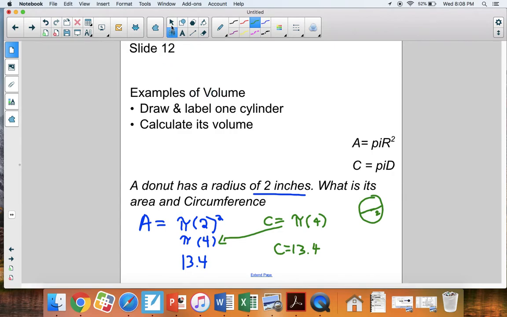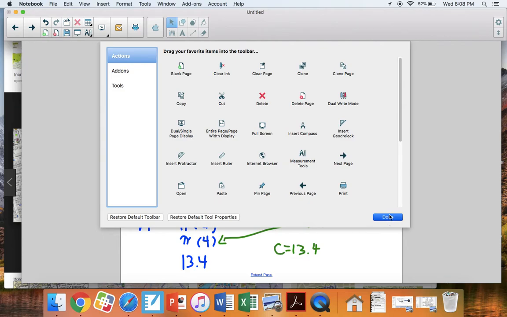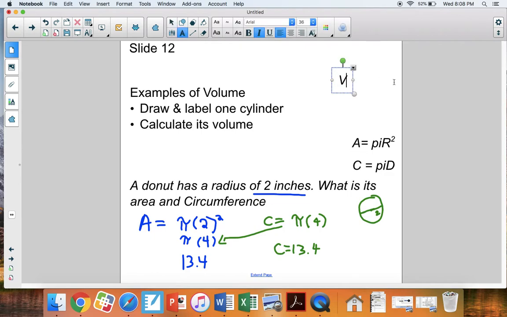The second thing that you have to do on this page is find an example of volume. So you need to draw and label one cylinder, and then you need to calculate its volume. Next thing that you're going to need to remember is that volume's formula is the base of your circle times the height of your cylinder. Keep getting the death spiral. Sorry, guys. So volume equals the base times the height.